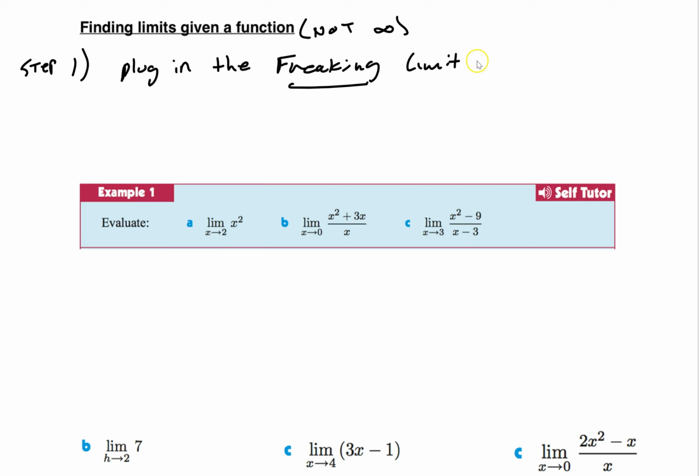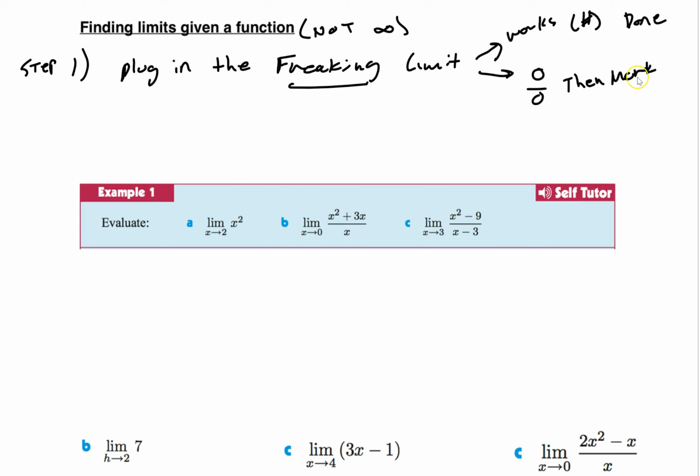Because what happens is if it works, you're done. If you get a number, you are done. That's your answer. That's the limit. If it doesn't work, so what does "doesn't work" mean? If you get 0 over 0, that's called an indeterminate form. Then you have work to do. Move on to step 2.